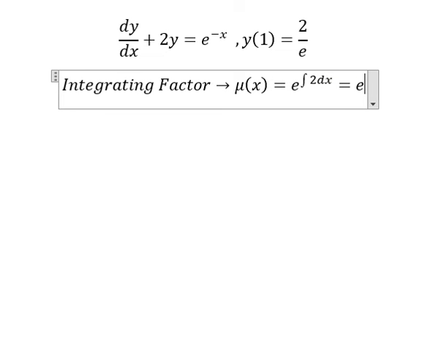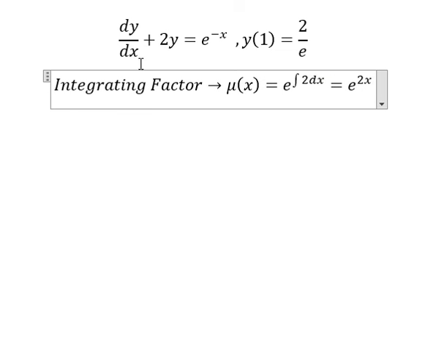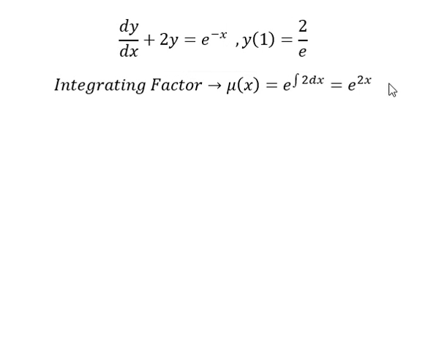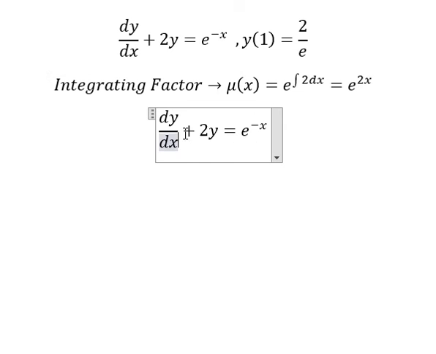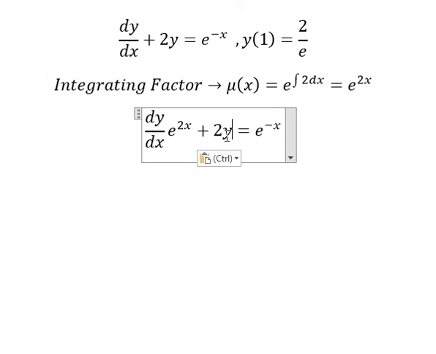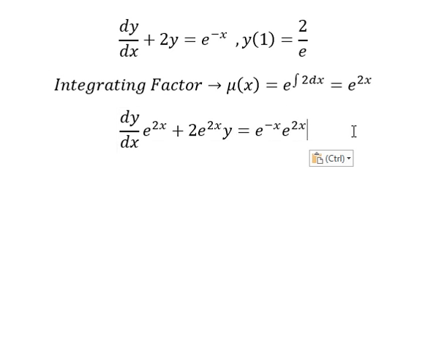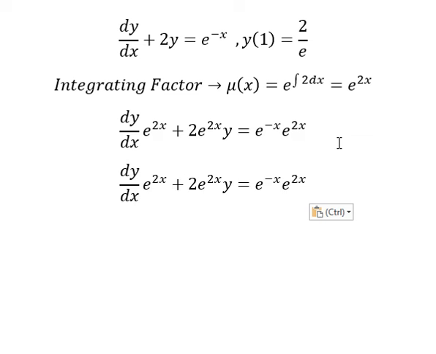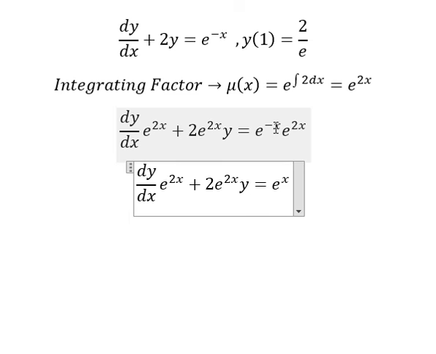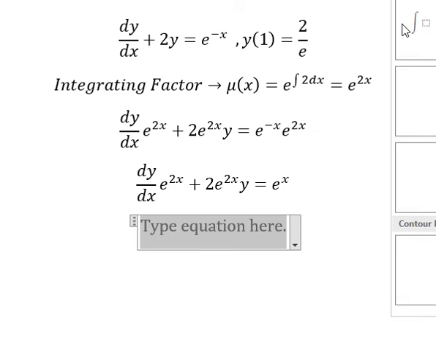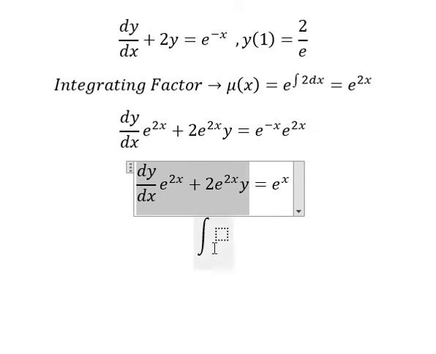This one we have e to the power of 2x. That means we multiply both sides by this one. Now we simplify and we have e to the power of x, because 2x minus x, we have positive x. Next, I will put the integration for both sides.